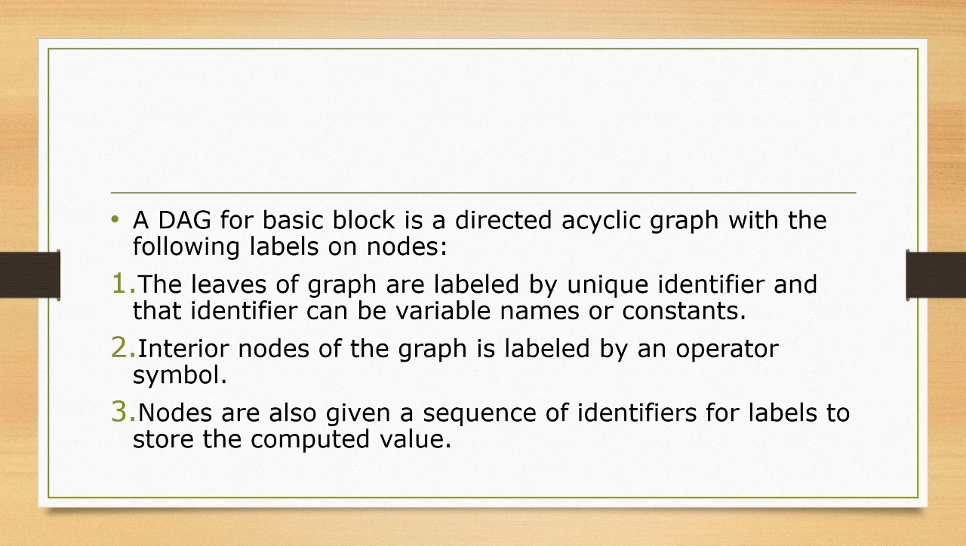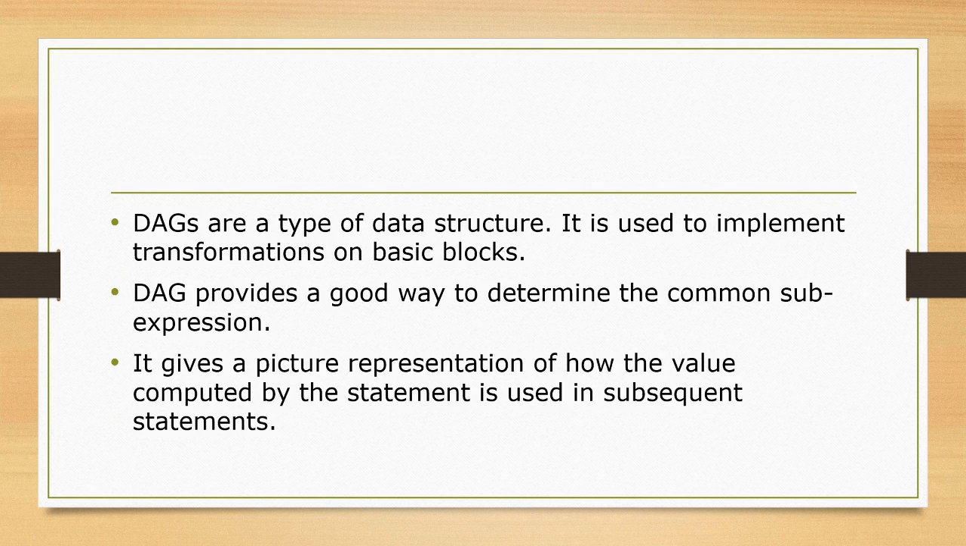So the DAG for the basic block is a directed acyclic graph with the following labels on the nodes. I already told you the leaves of the graph are labeled with a unique identifier, which may be a variable name or a constant. The interior node of the graph is labeled by the operator symbol, and these nodes are also used to store the result. It stores the sequence of identifiers for the labels to store the computed values.